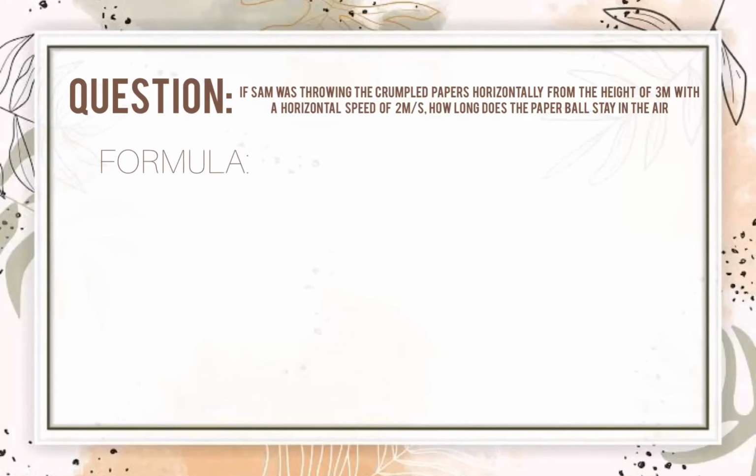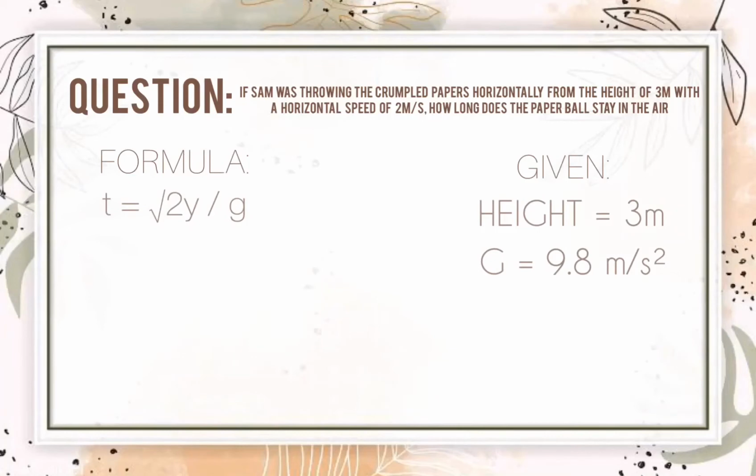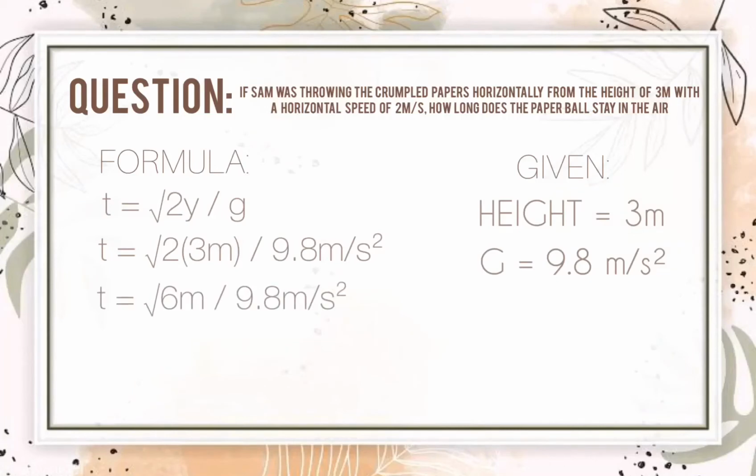The formula that we have to use is t is equal to the square root of 2y divided by g. In our problem, the given height is 3 meters. Meanwhile, the g stands for the acceleration due to the gravity of the Earth, which has a constant value of 9.8 meters per second squared. Now we will substitute. t is equal to the square root of 2 times 3 meters divided by 9.8 meters per second squared. 2 times 3 meters is 6 meters.